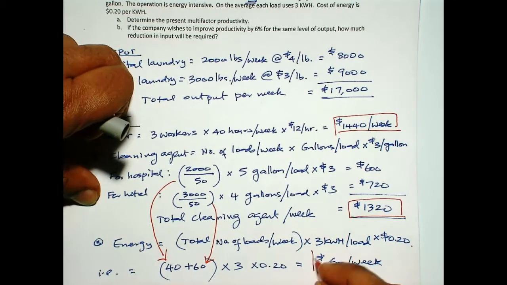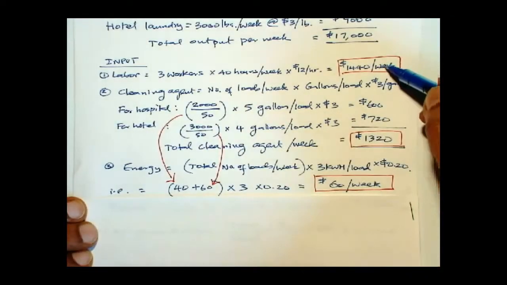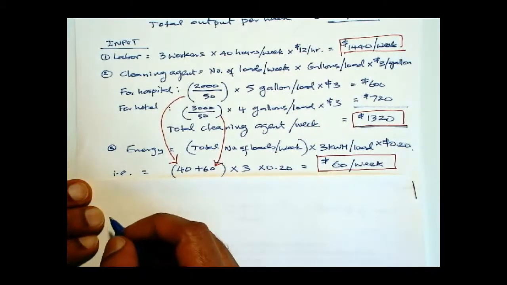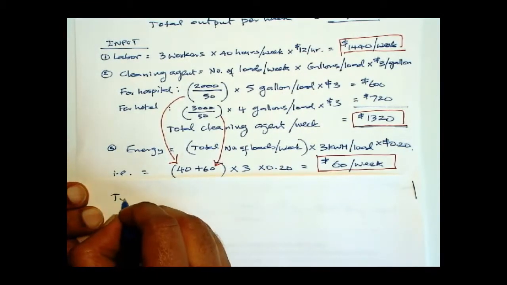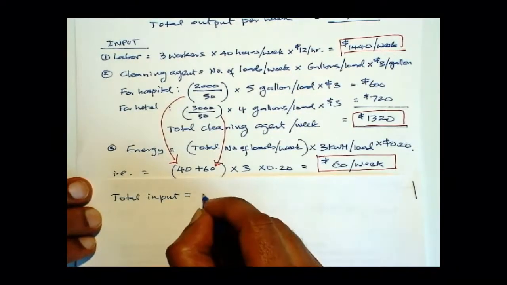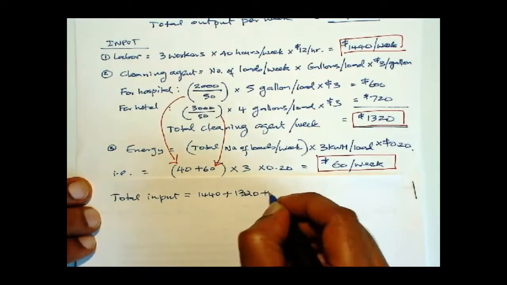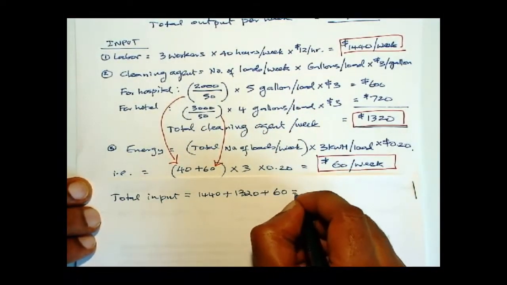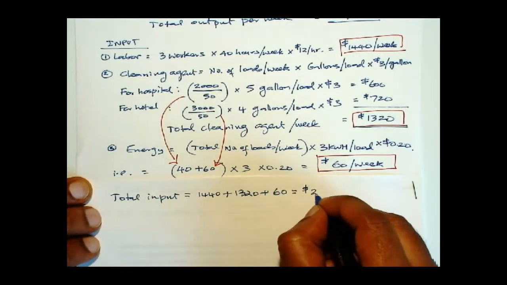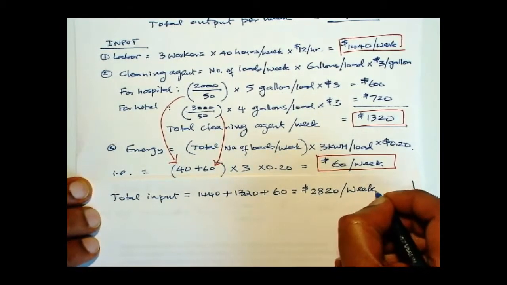So total input then, now we have all the 3 inputs. We can sum these 3 values to get the total input. So total input is equal to 1440 plus 1320 plus 60. That gives us 2820 per week.